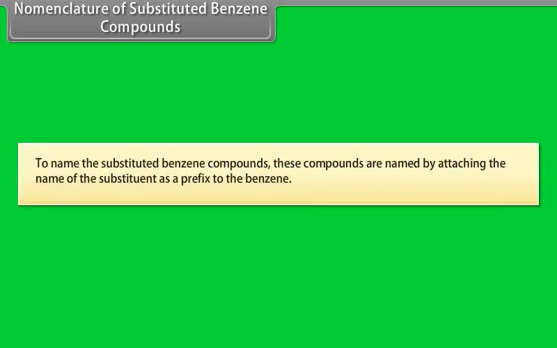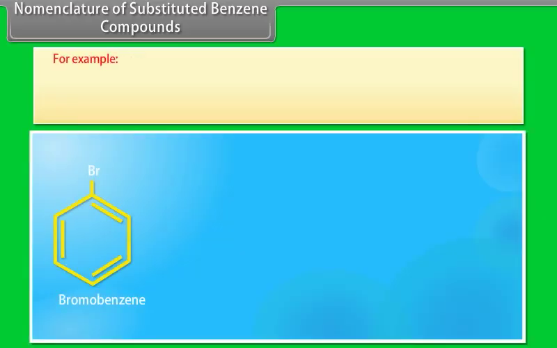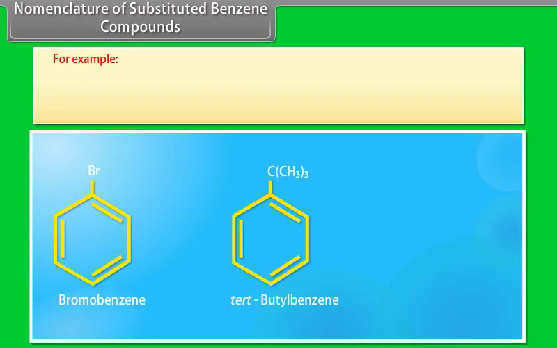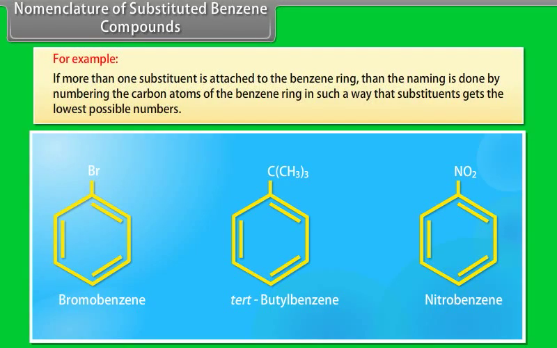Nomenclature of substituted benzene compounds. To name the substituted benzene compounds, these compounds are named by attaching the name of the substituent as a prefix to benzene. For example, bromobenzene, tert-butylbenzene, nitrobenzene. If more than one substituent is attached to the benzene ring, then the naming is done by numbering the carbon atoms of the benzene ring in such a way that substituents get the lowest possible numbers.